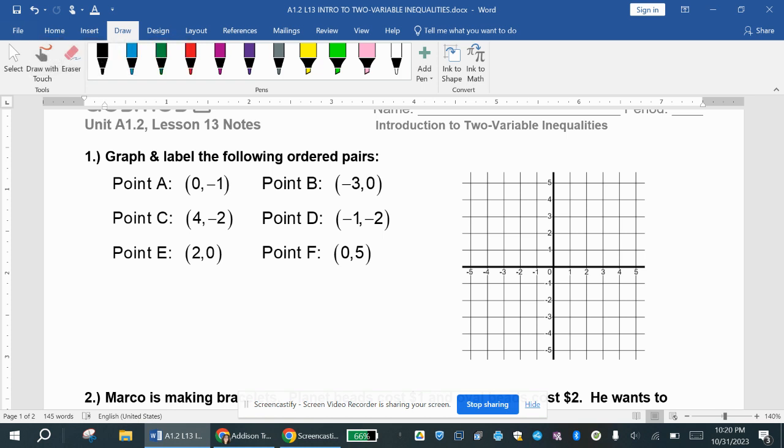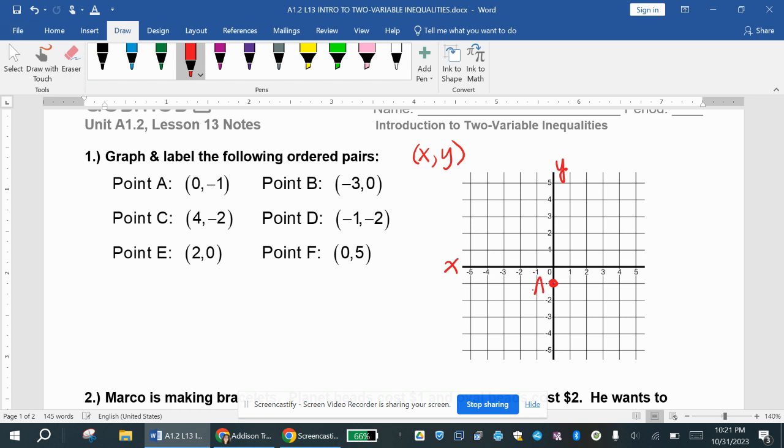Okay, so remember that ordered pairs are written in alphabetical order, x comma y. The x-axis is the horizontal axis and the y-axis is the vertical axis. So you always start from the origin, which is at 0, 0 in the middle. So for point A on the x-axis, I'm not going to go anywhere since the x value is 0. But then on the y-axis, I'm going to go down 1 because it's negative.